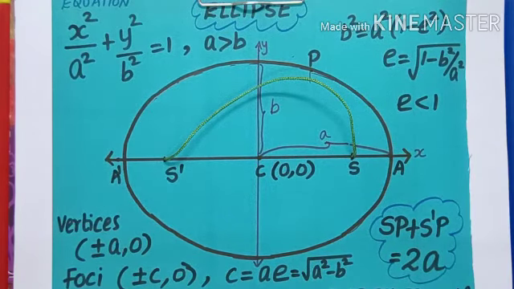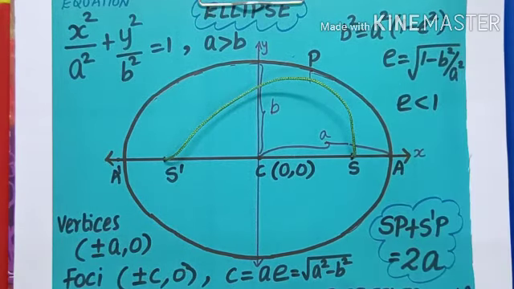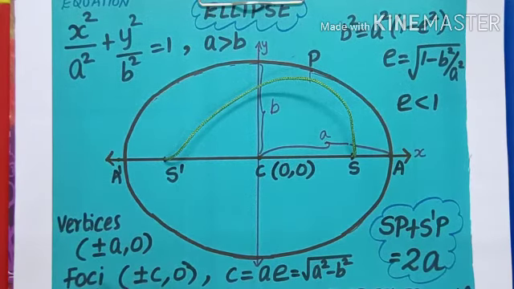Or else, assuming this formula, I arrive at C is equal to root of A square minus B square. So the focus formula is plus or minus C comma 0, where C is equal to root of A square minus B square, or I can say C is equal to A into E.